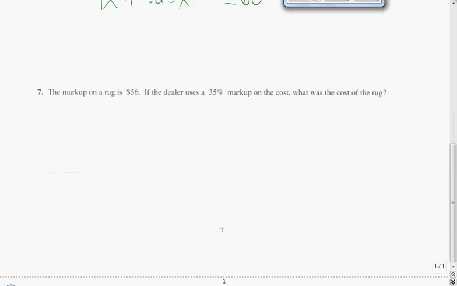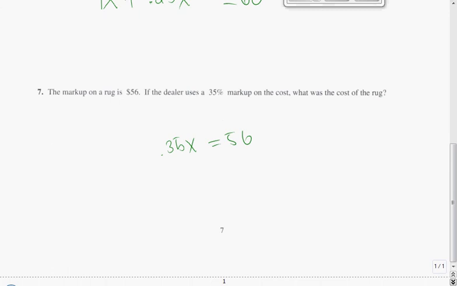Now this next problem is a little tricky because they don't tell us that the cost of the rug was $56. They tell us that the markup was $56. They don't tell us how much he bought it for or how much he sold it for. They're just telling us that 35% of the cost of the rug equals $56. So we're going to do 0.35x equals 56. That will tell us what the rug originally cost.